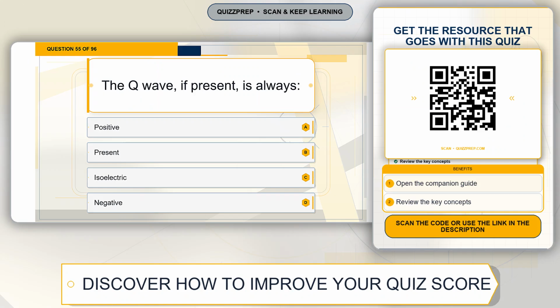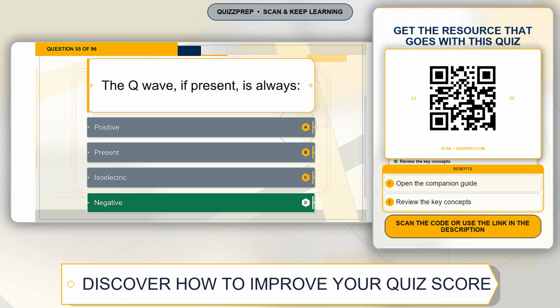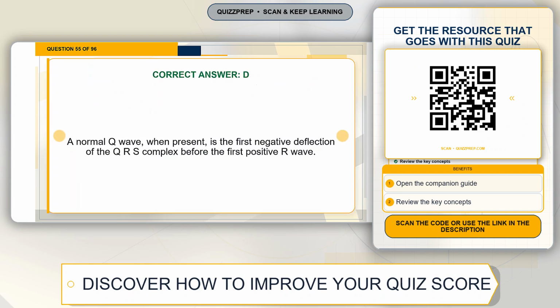Question 55. The Q wave, if present, is always option A. Positive. Option B. Present. Option C. Isoelectric. Option D. Negative. The correct answer is option D. Negative. Explanation. A normal Q wave, when present, is the first negative deflection of the Q or S complex before the first positive R wave.